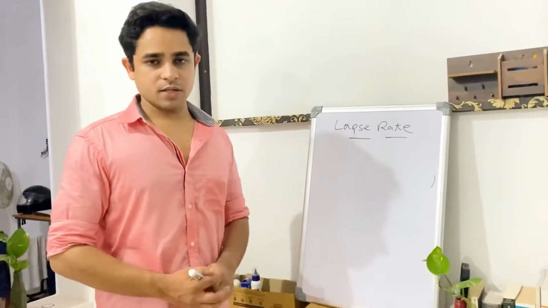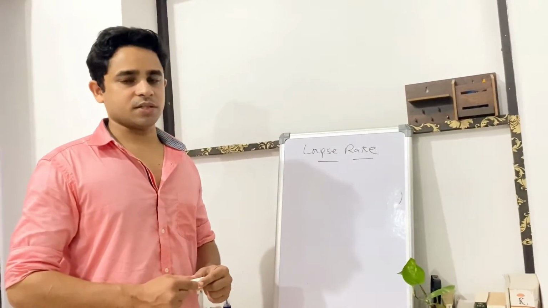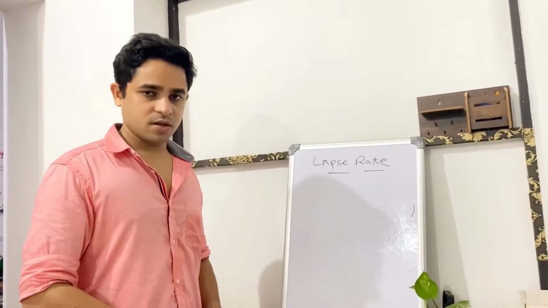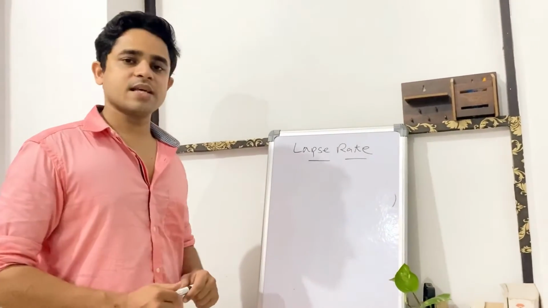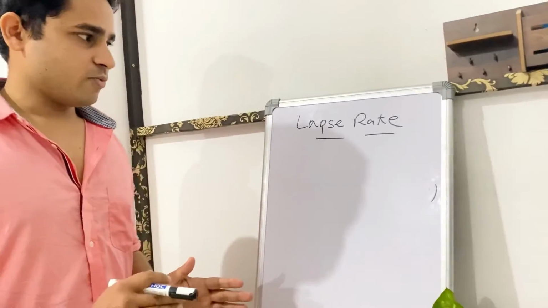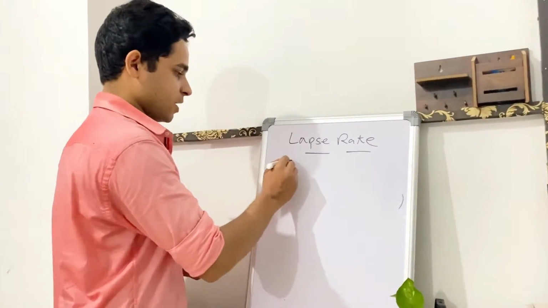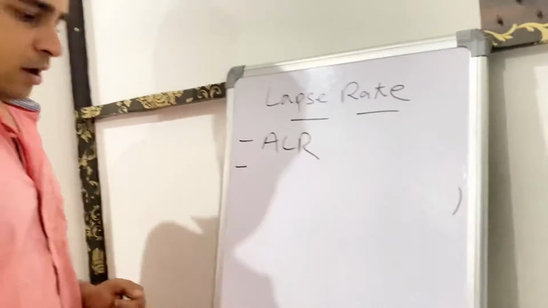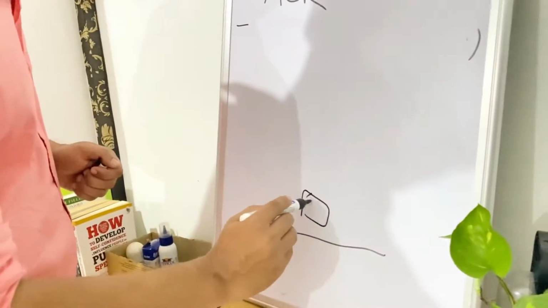So coming to lapse rate. Lapse rate is simply the decrease in temperature when the elevation increases, or the decrease in temperature when altitude increases. Okay, so that is what is called lapse rate. And lapse rate is of 3 or 4 types. Among them, the first one is adiabatic lapse rate, ALR. According to ALR, consider this the land surface, and this is an air parcel.